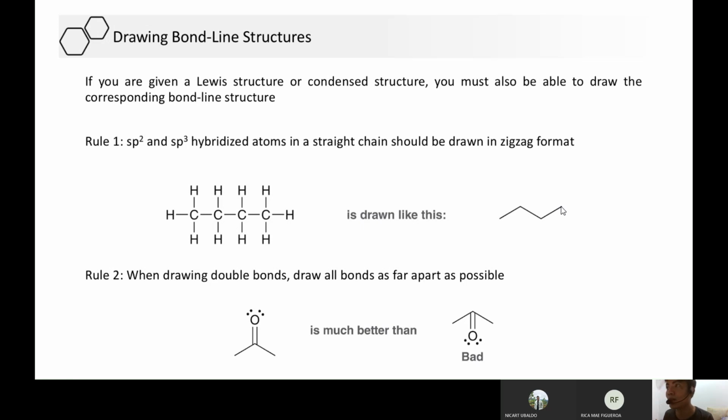And then the last carbon, the idea there is that it has 3 hydrogens. So, let's see. There, it has 3 hydrogens. What else? When we draw double bonds, make sure that they are as far apart as possible. Because of VSEPR, again, the valence shell electron pair repulsion theory.